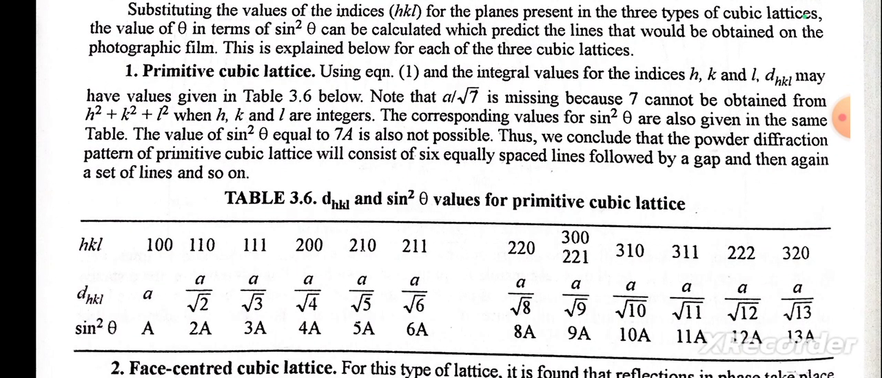First is primitive. Using equation 1, for the integral values of the indices hkl, d_hkl may have the values given in table 3.6 below. The value a by under root 7 cannot be obtained from h square plus k square plus l square, where hkl are integers, and the corresponding value of sine square theta is also given in the same table. The value of sine square theta equal to 7A is also not possible. Thus, the powder diffraction pattern of the primitive cubic lattice will consist of 6 equally spaced lines followed by a gap and then again a set of lines and so on.